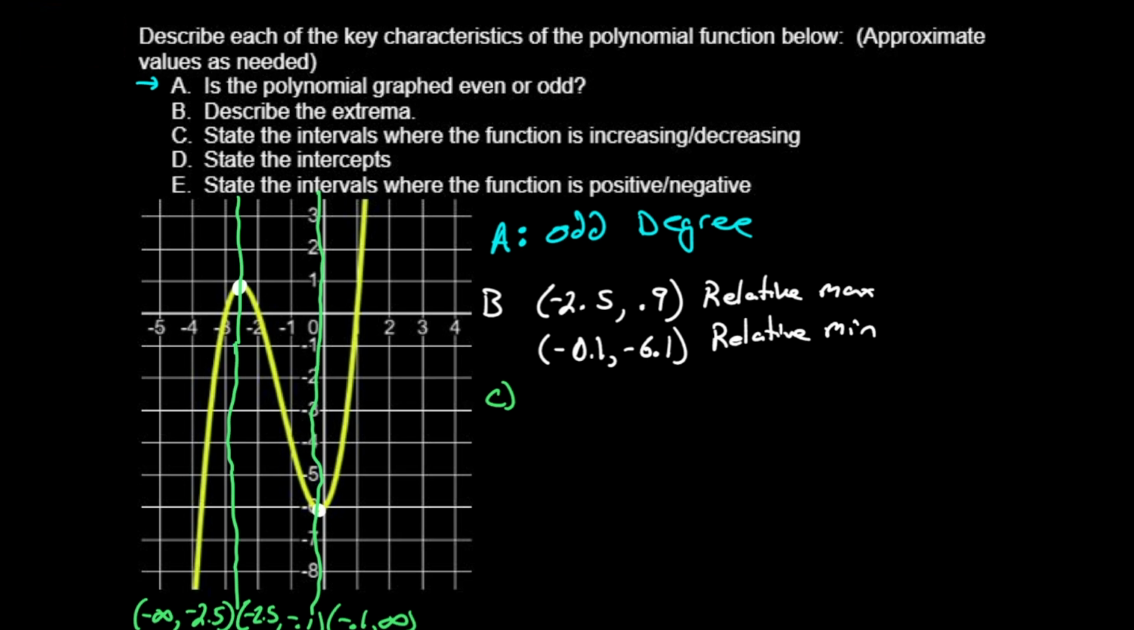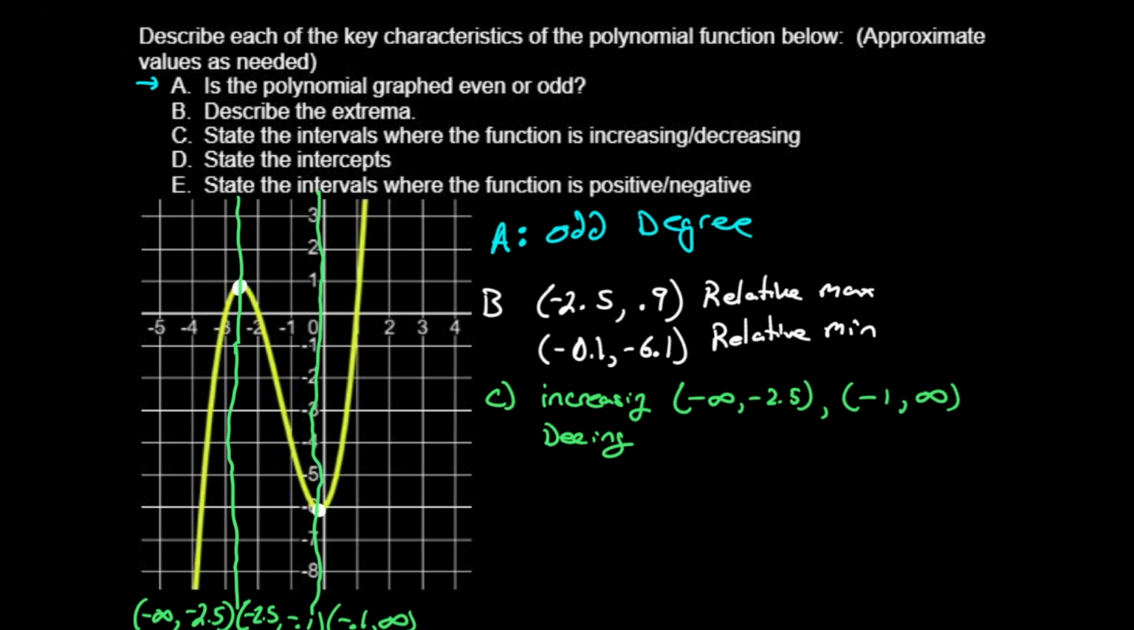Since we're doing increasing, decreasing here, as we move from left to right, this first interval we're going up, while the second interval we're going down, and the third interval we're going back up again. So we are increasing on the intervals negative infinity to negative 2.5 and negative 0.1 to infinity. And we're decreasing.